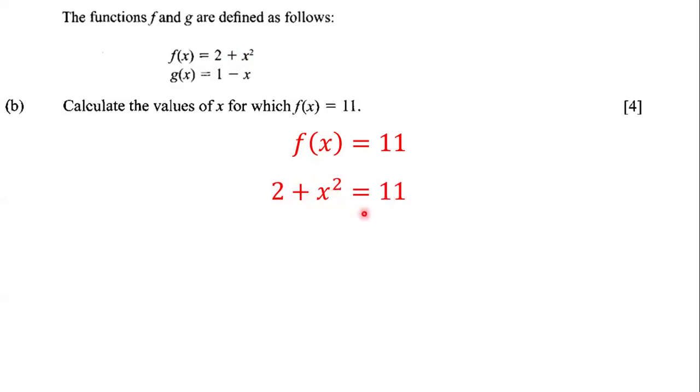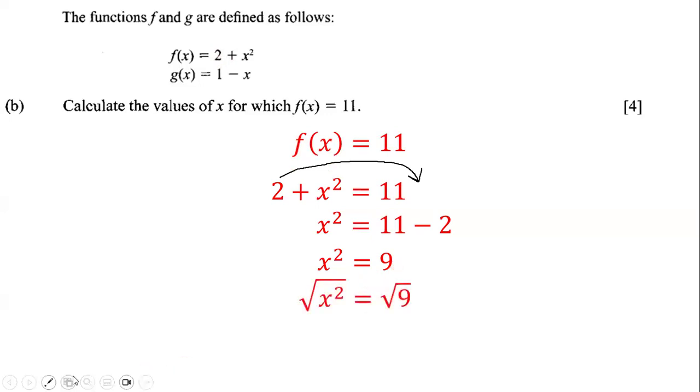So what do we do here? Well, we're going to take 2 and send it over the equal sign. And so we have that x squared is equal to 11 minus 2. It was positive 2, but when we send it over, it becomes a negative 2. So x squared is equal to 11 minus 2, and 11 minus 2 is definitely 9. We have to take the square root of both sides. When we do, we cancel this root with this power. And so x is going to be equal to the square root of 9.